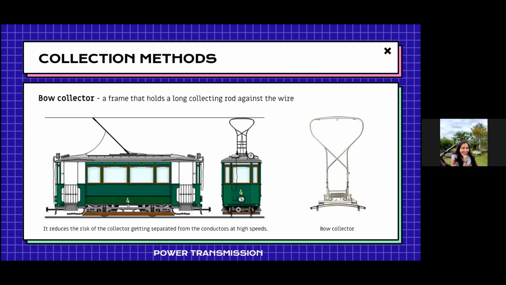Next naman sa trolley pole is the bow collector, a frame that holds a long collecting rod against the wire. Like the trolley pole, bow collectors are also used in tramways. Short discussion lang ng difference between tram and trains.